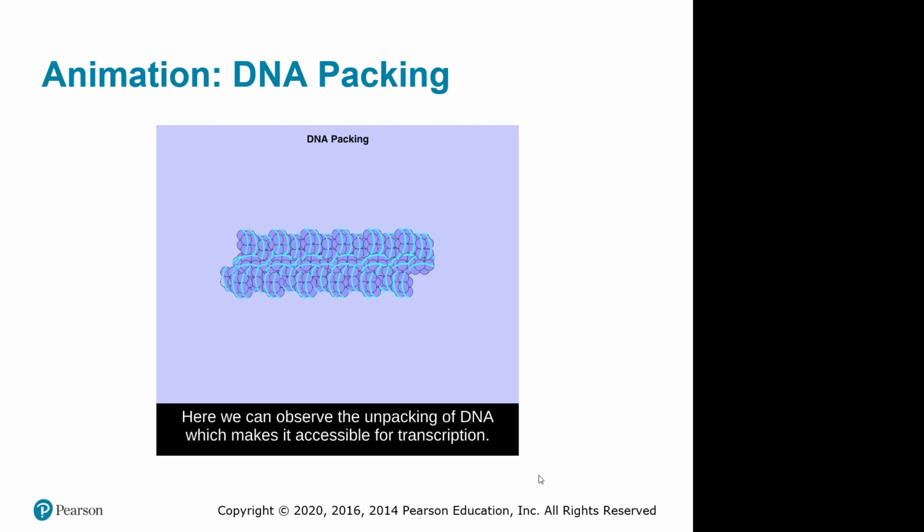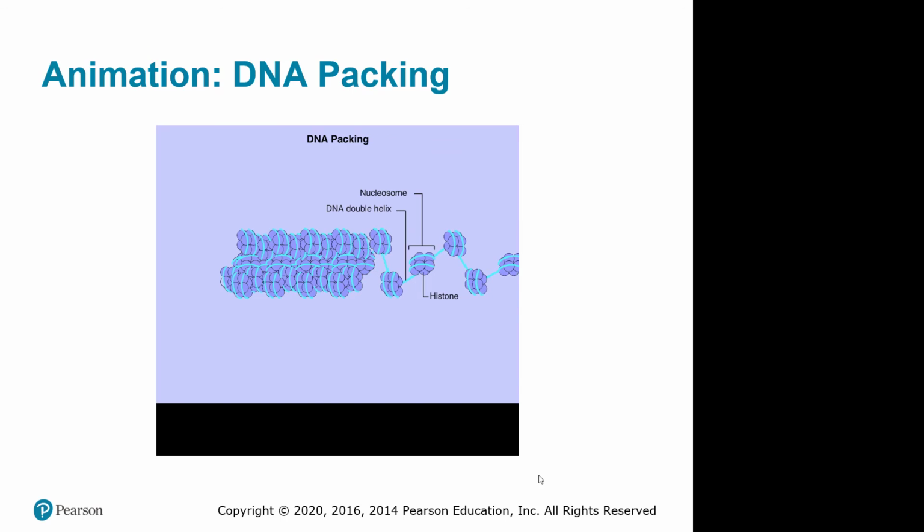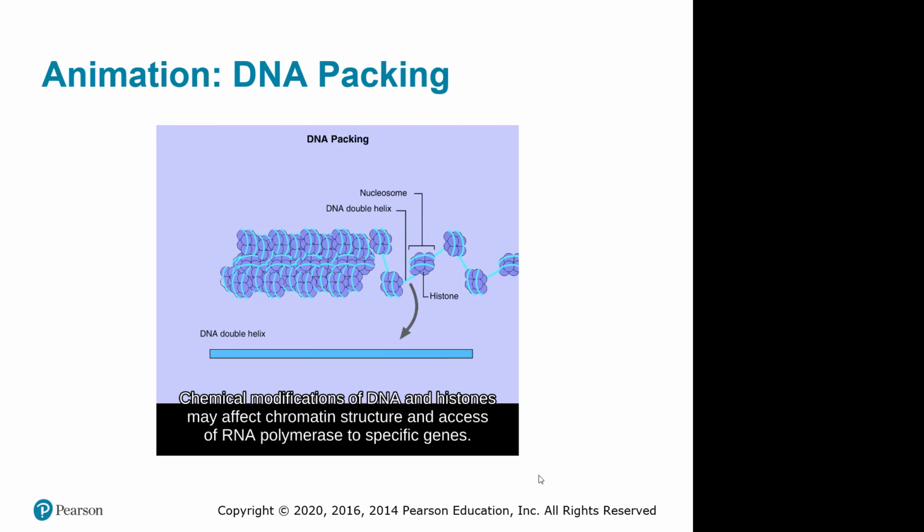Here we can observe the unpacking of DNA, which makes it accessible for transcription. Each nucleosome consists of a DNA segment wound around a protein core of 8 histone molecules. Histones are involved in switching genes on and off. Chemical modifications of DNA and histones may affect chromatin structure and access of RNA polymerase to specific genes.